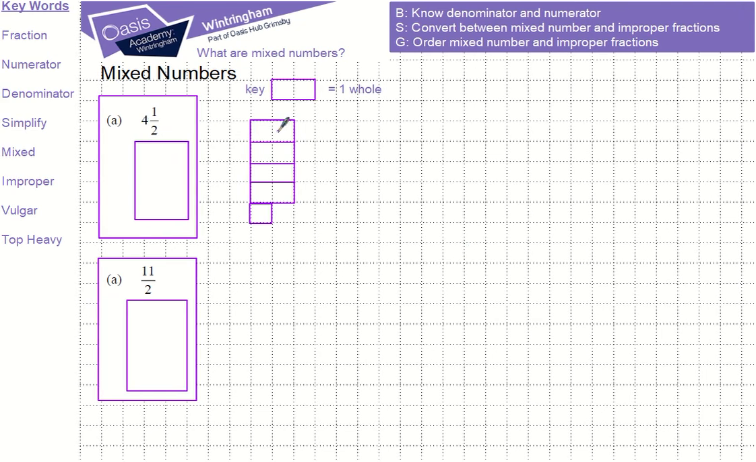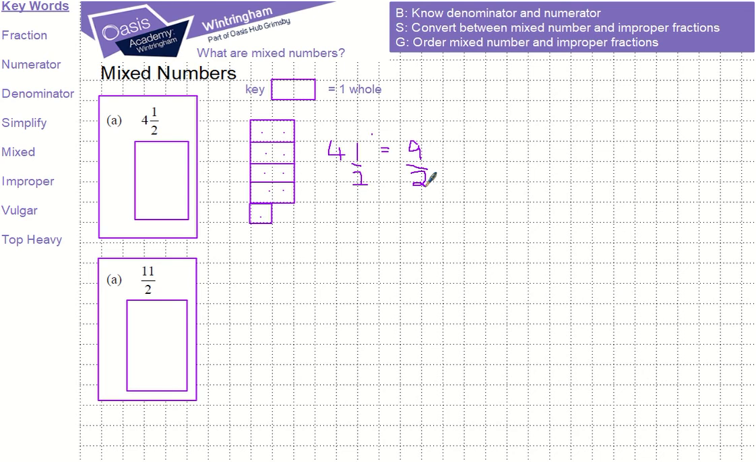I've got my 4 whole ones here, 1, 2, 3, 4, and an extra half. And I need to see how many halves is that in total. So I'm going to count all of the squares. So I've got 1, 2, 3, 4, 5, 6, 7, 8, 9. So 4 and a half equals 9 halves.